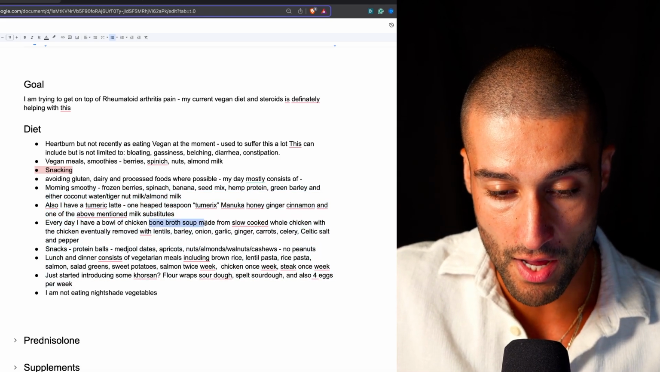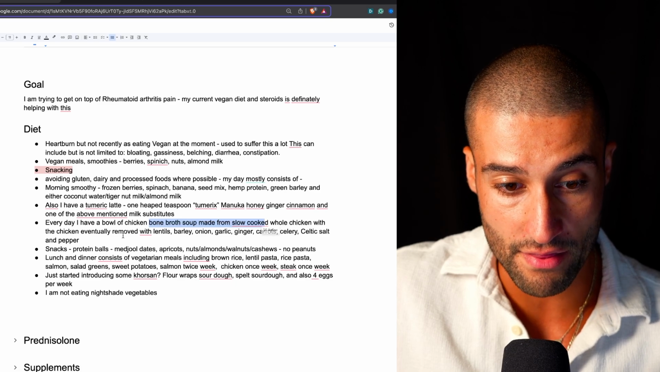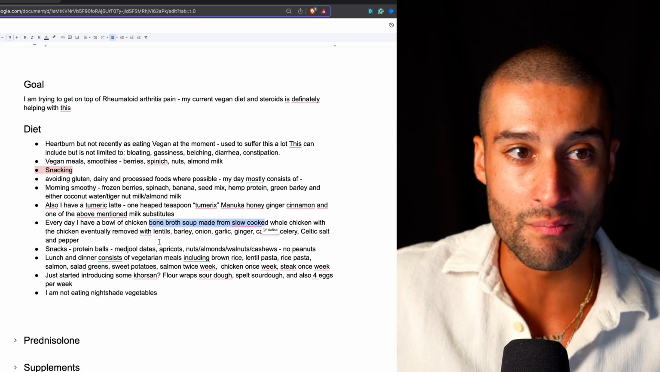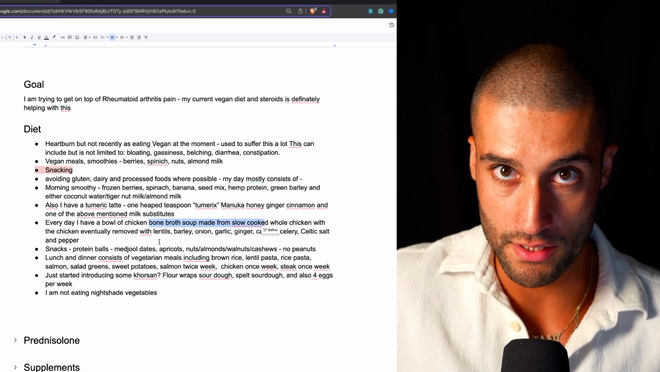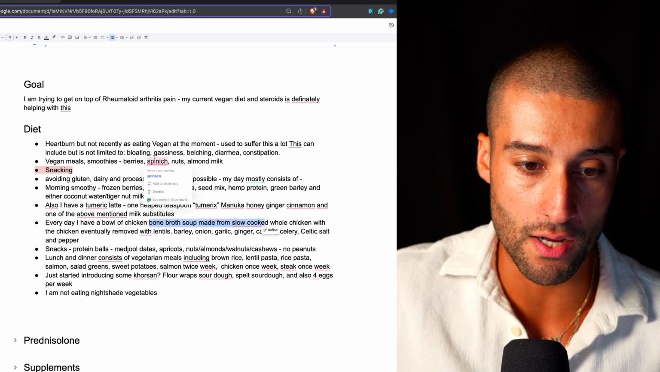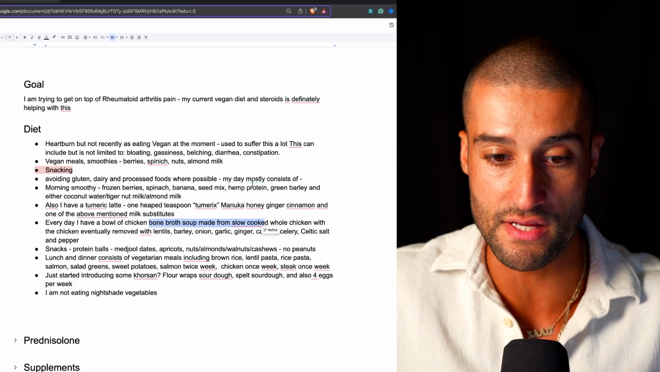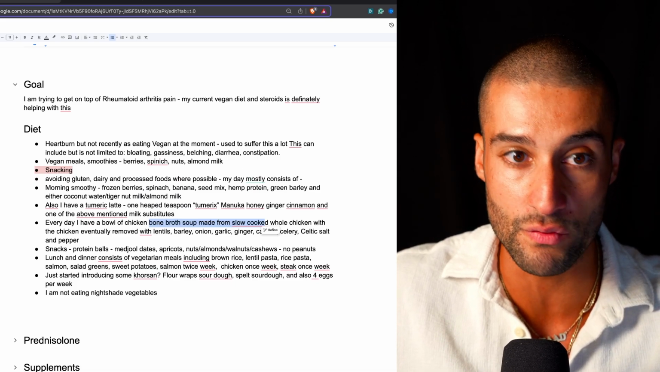We are actually seeing bone broth, slow cooked. That's good. And there is some small consumption of meat products, but given his later nutritional status, which I'll show you, I don't think this is the smartest, most sustainable strategy for this patient.